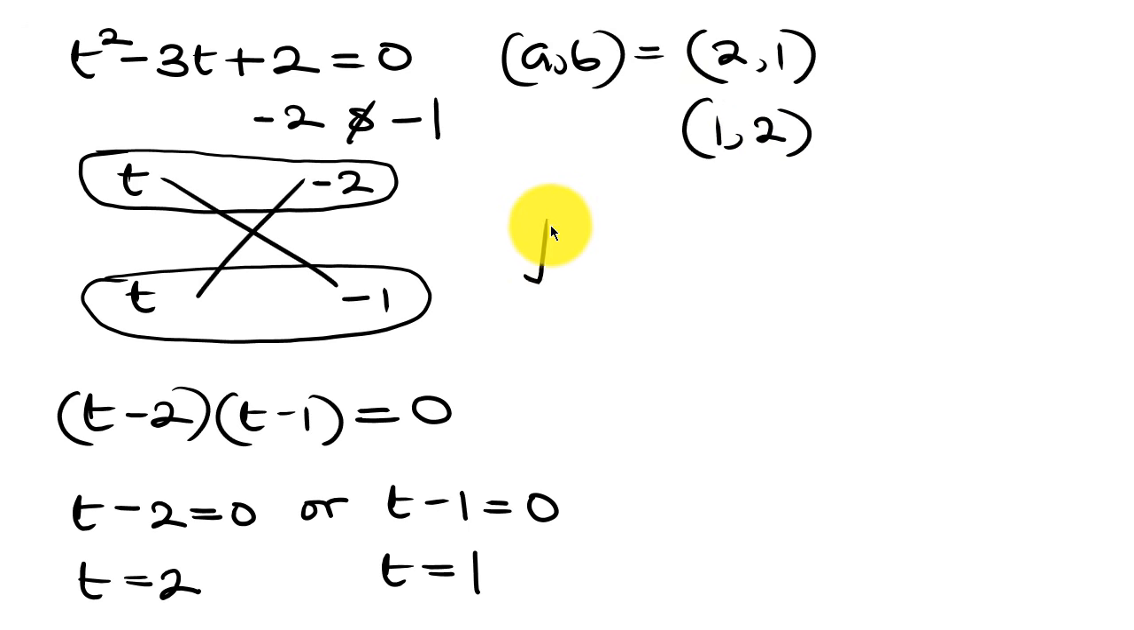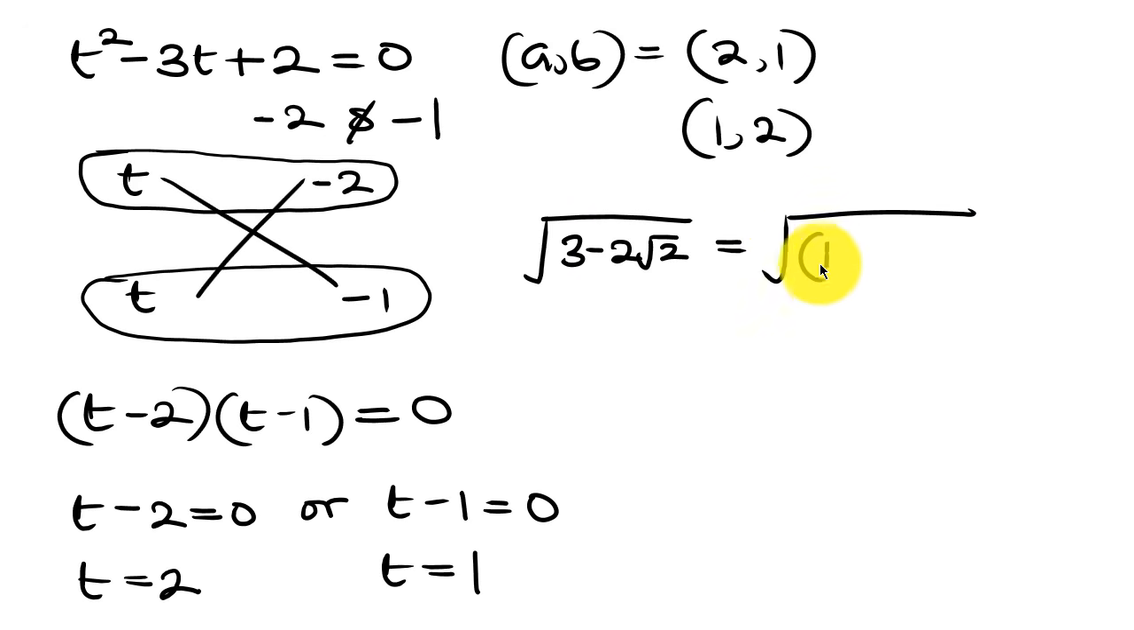Now recall what we're solving for. We're solving for the square root of 3 minus 2 root 2. And we said we are writing this as a perfect square. So this is the square root of a perfect square of this form, the square root of A minus the square root of B, all raised to the power of 2. Remember? That is it. Now we're going to be substituting the values for A and B here.